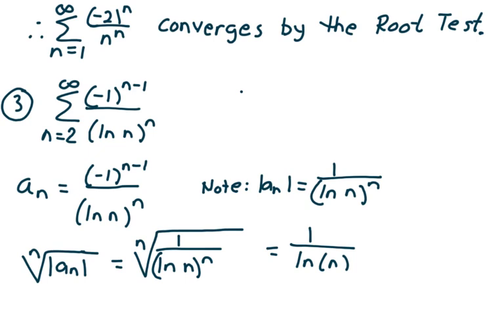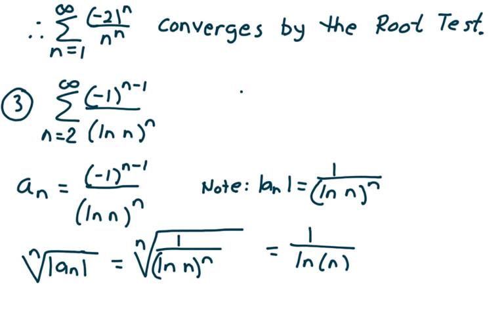Number 3, suppose we have the summation from n equals 2. We don't always have to start at 1, right? And we're starting at 2 because the natural log of 1 is 0, and then it doesn't make any sense, right? Because we can't divide by 0. So circling back here, suppose we have the summation from n equals 2 to infinity of negative 1 to the n minus 1 over (natural log of n) to the n.